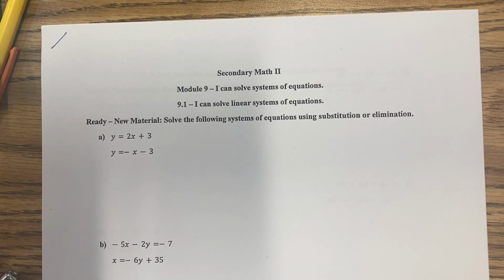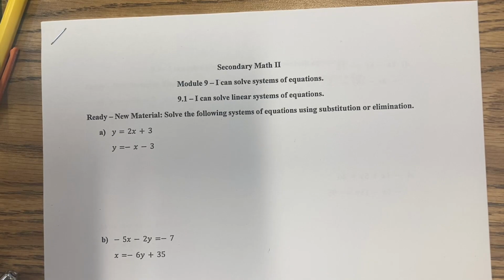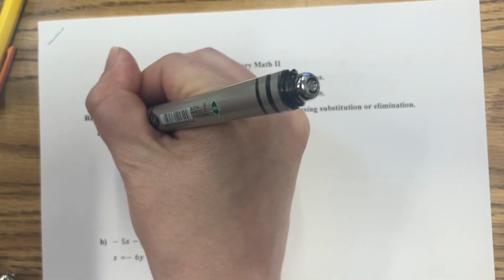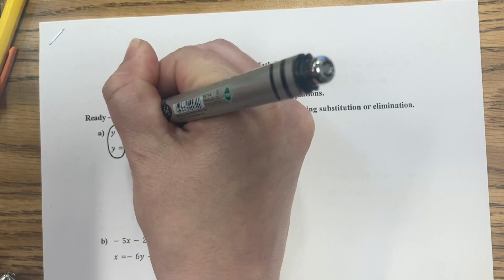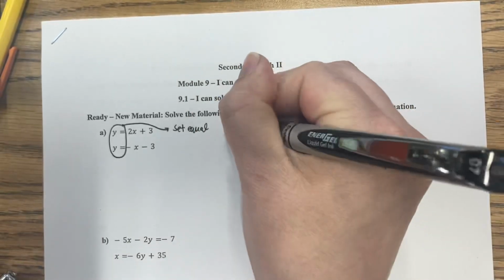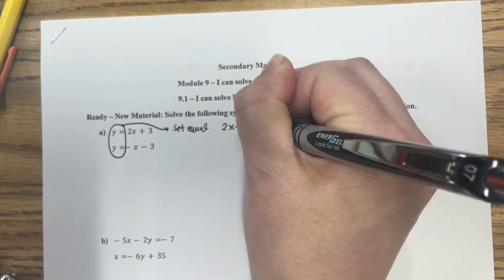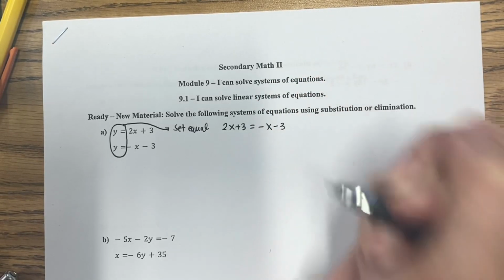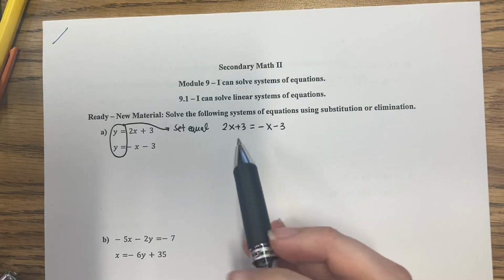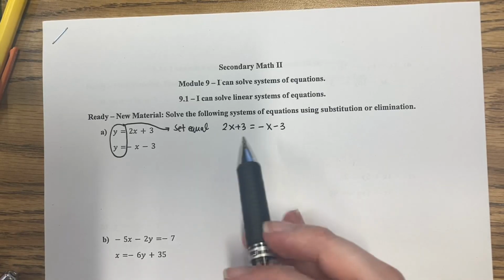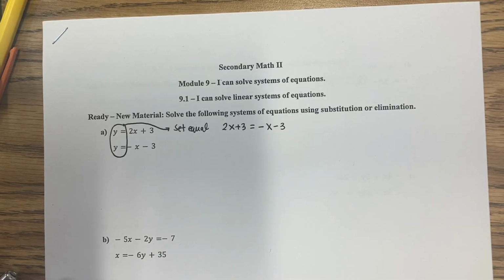For section 9.1, we are going over how to solve linear systems of equations. When we are given y equals on both equations, we are going to set them equal. That means that 2x plus 3 will equal negative x minus 3. Because there's no x squared, we're going to try and get x on the left, the constant on the right, so that x is alone.